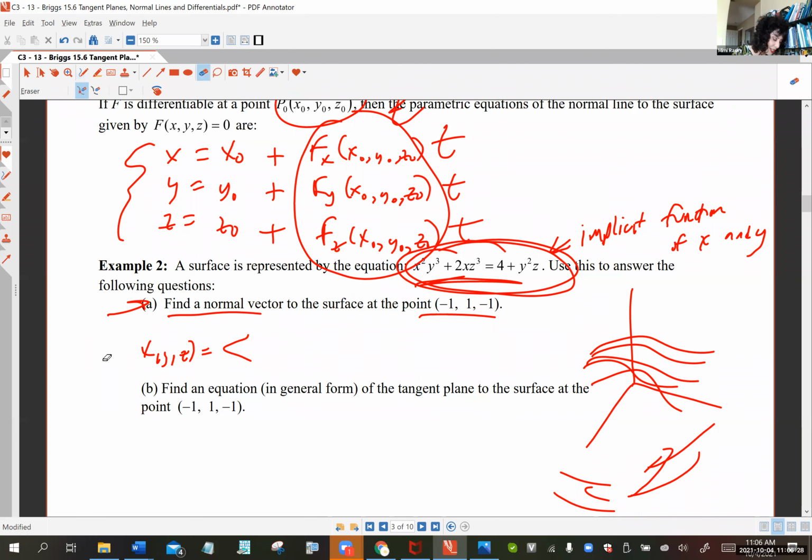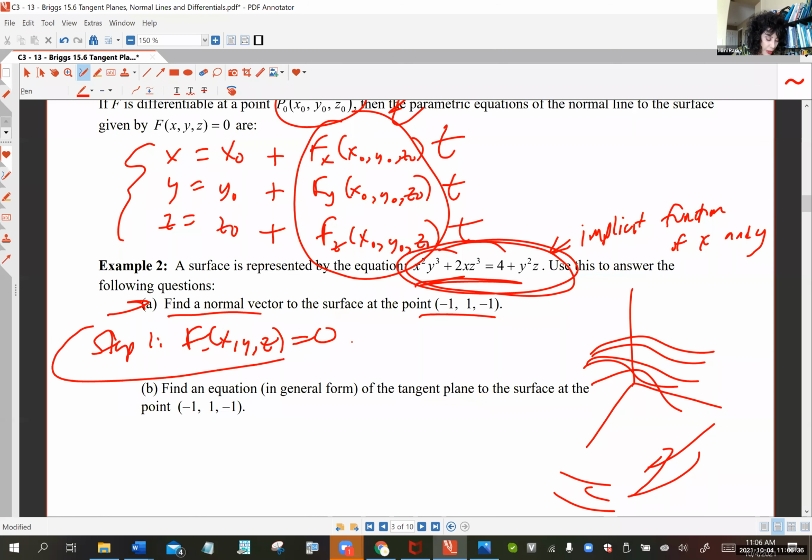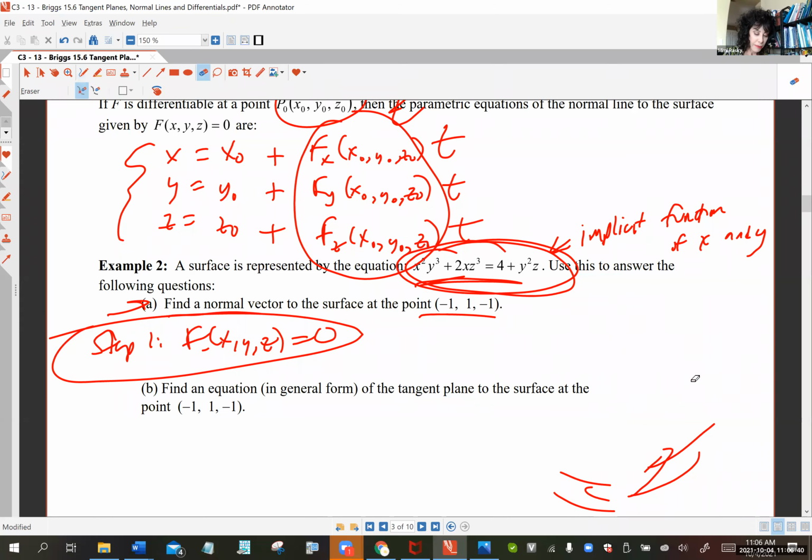Oh wait, first of all, I need to do step one. My bad. Step one, and I better see this on your paper, you need F(x,y,z) equals 0. If I don't see that on your paper, you're going to lose a lot of points. I need to see that. Well, what do you mean? I want you to move everything to one side and 0 on the other, so you get that general representation that you need before you find the gradient.